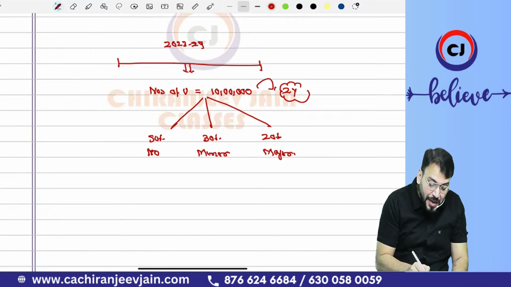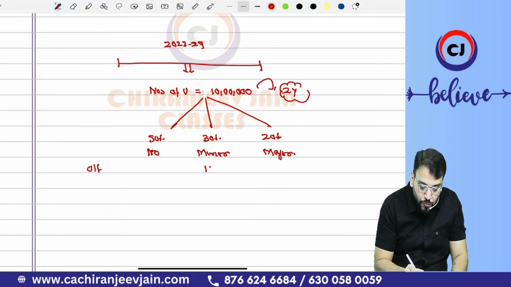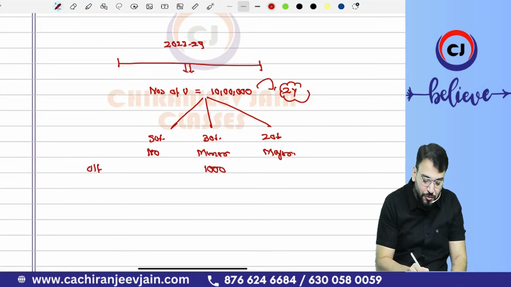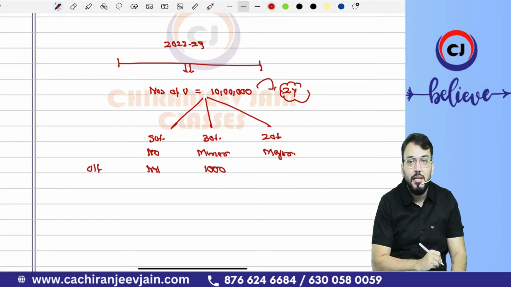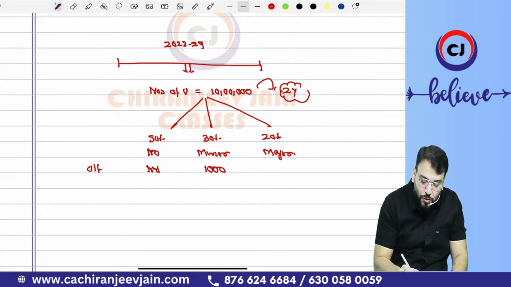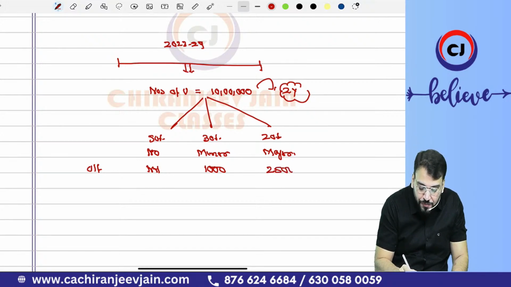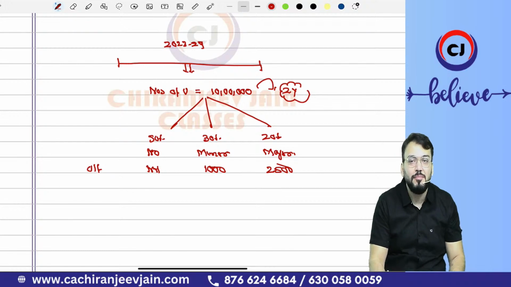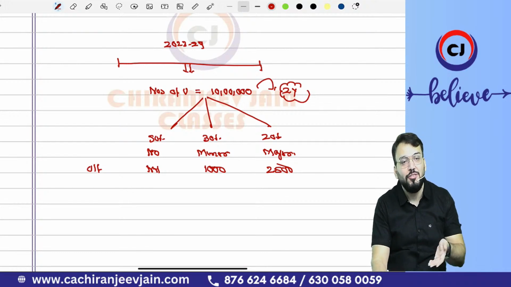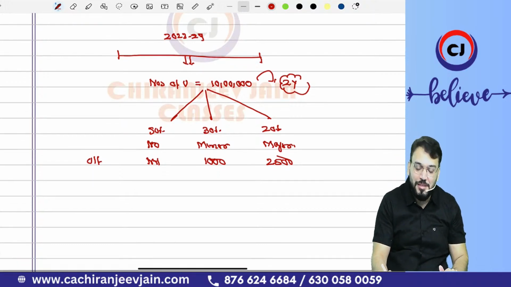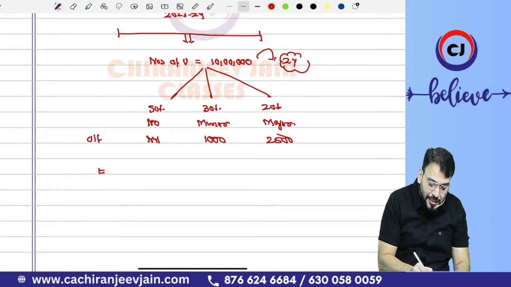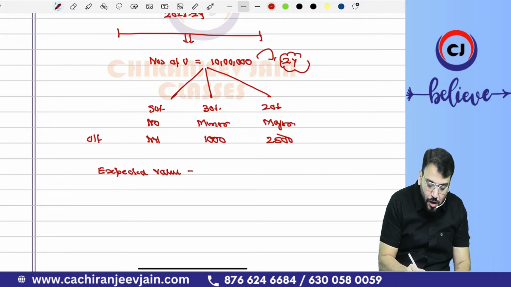Now, if there is a minor defect, outflow will be 1000 rupees. If there is no defect, it will be nil. If there is a major defect, the outflow will be, suppose, 2500. And in the exam they will say calculate the amount of provision. Can't you calculate? You need to find out the expected value of obligation.